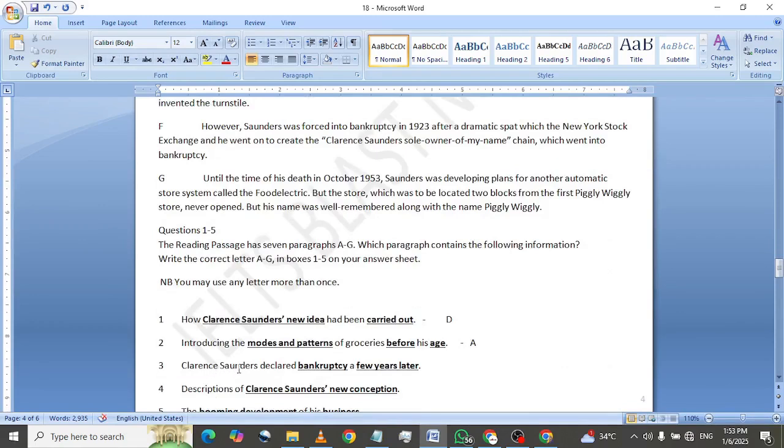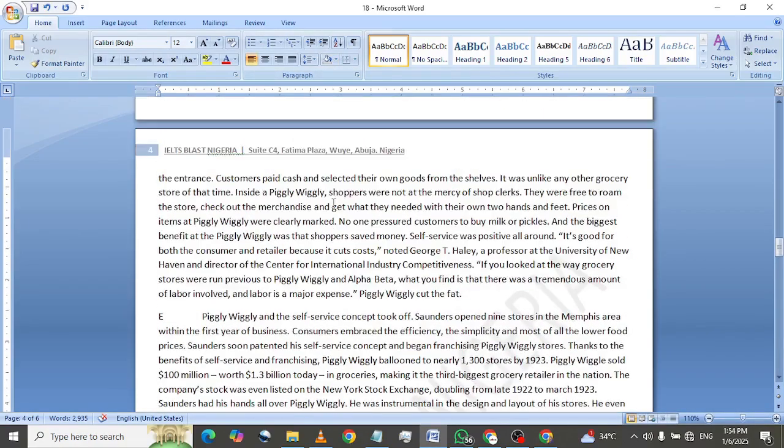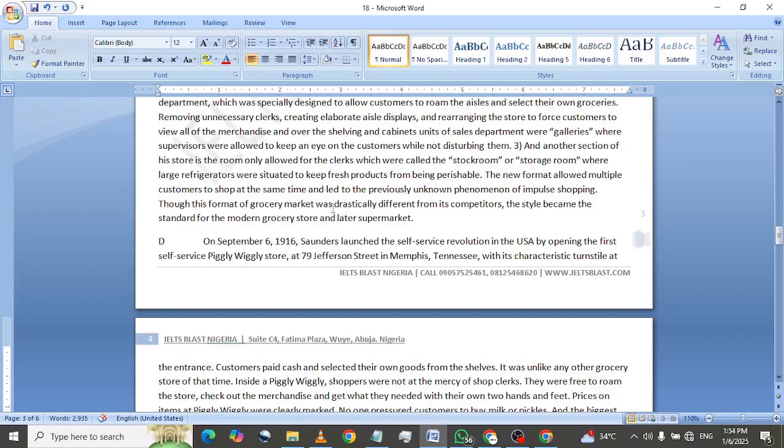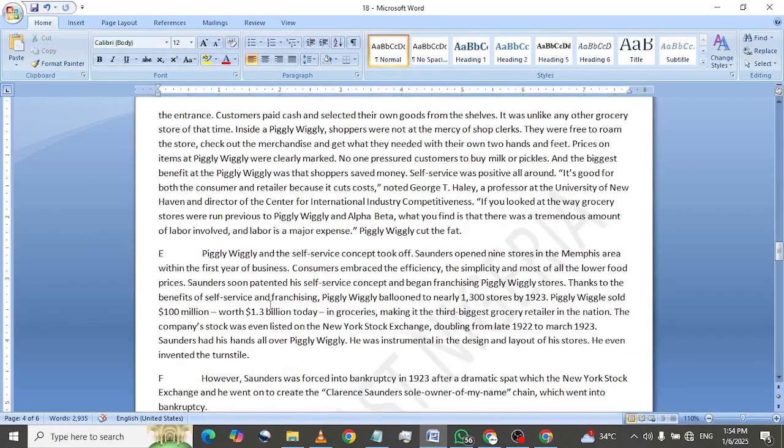They say Clarence Saunders declared bankruptcy a few years after. So let's look for bankruptcy. Let's see whether we see anything. There's no bankruptcy in D. There's no bankruptcy. Let's check whether there's bankruptcy in F. Maybe they can also say went broke. Let's see whether they will say anything, maybe he lost all his money. Whether we'll see anything like that.